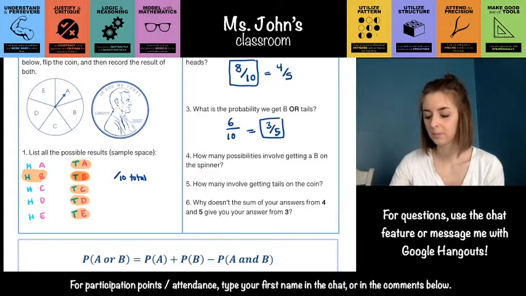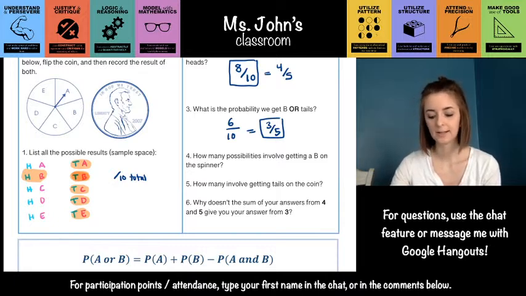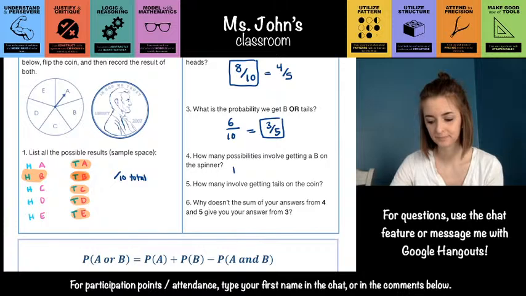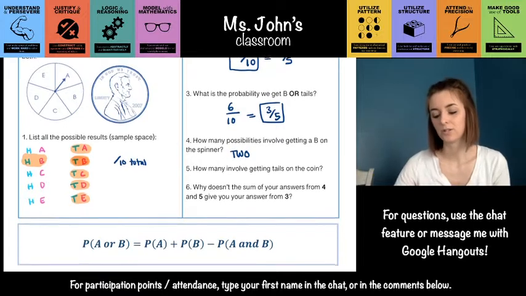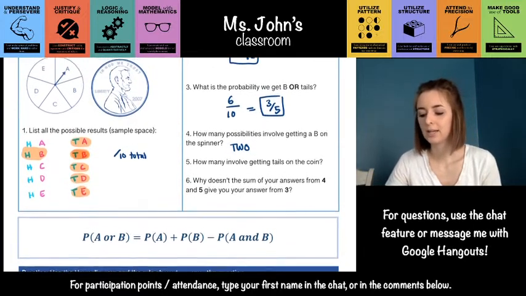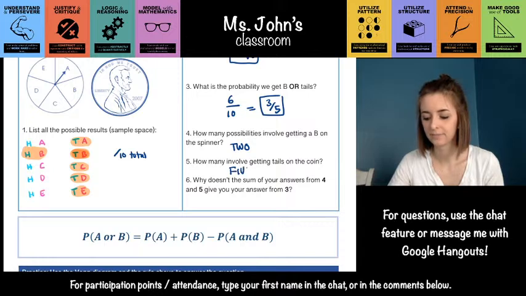Okay, number 4, how many possibilities involve getting a B on the spinner? So there are only 2 events with just a B, right? You get heads B and tails B. So that's 2 out of 10. It's not asking for a probability, it's asking for a number of possibilities, which is only 2. And 5, how many involve getting tails on a coin? So tails is 1, 2, 3, 4, 5. 5 of them.